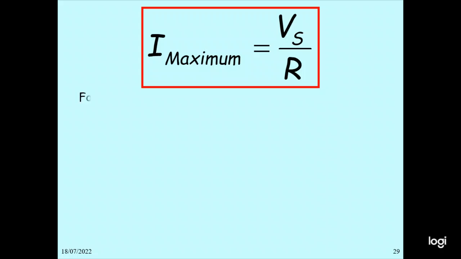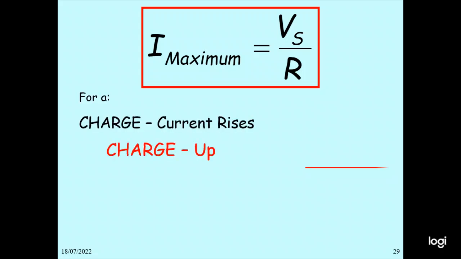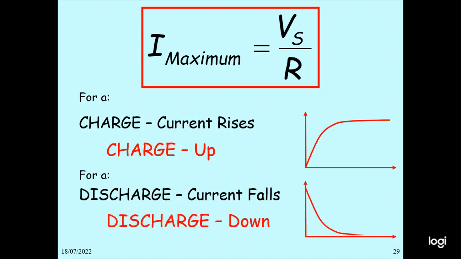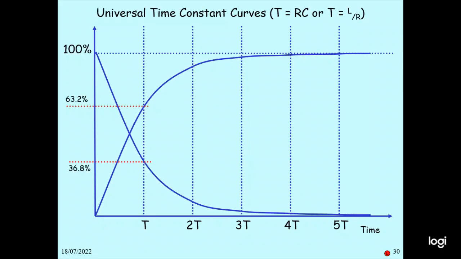So this is the time constant for the RC: tau equal to RC. For the inductor, tau equal to L by R. So this is what we call the time constant. Now, this circuit here.